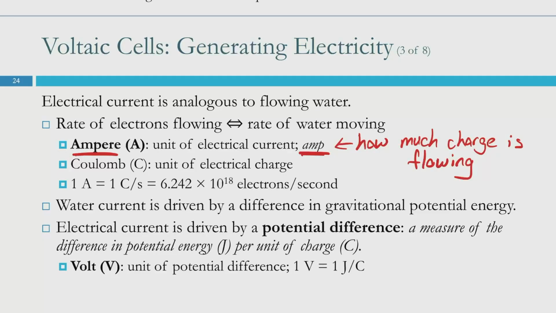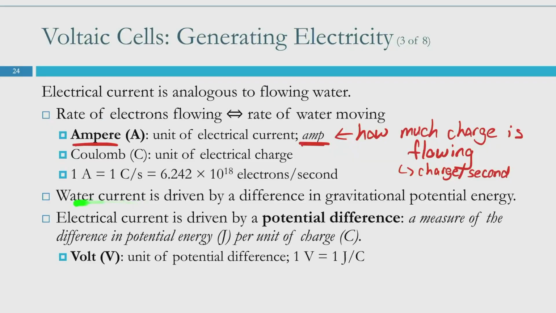And this is with regard to the coulomb. The coulomb is a unit of electrical charge, and we've seen the coulomb before. And our amp is 1 coulomb per second. So it's an amount of charge per second, and so it's a lot of electrons per second. Our water current, the way that rivers flow, is driven by a difference in gravitational potential energy.